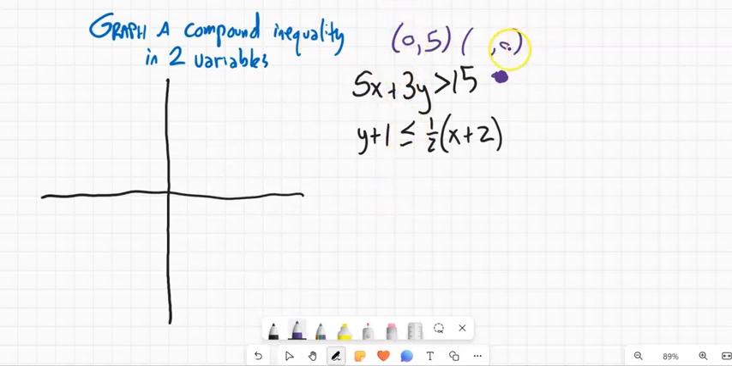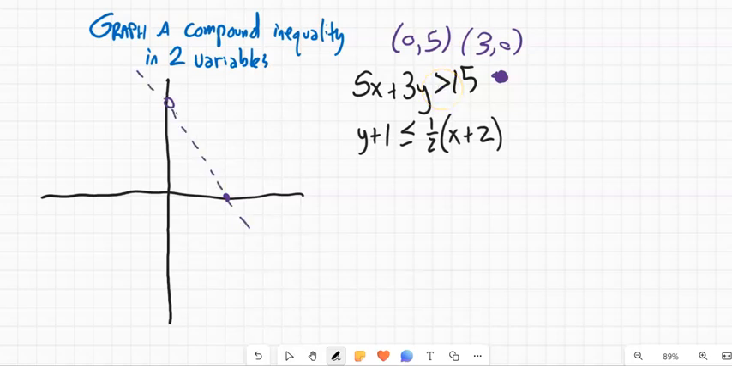And we do the similar thing for y. So y is 0, so I'm going to plug that in. 3 times 0 is 0. 5 times 3 is 15. So I know that this inequality's boundary goes to the point (0, 5) and (3, 0). So 3, 0, 1, 2, 3 is here. And (0, 5), 1, 2, 3, 4, 5 is here. And since this is strictly greater than, it's a dashed line.